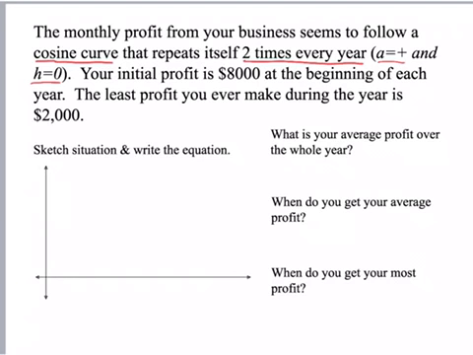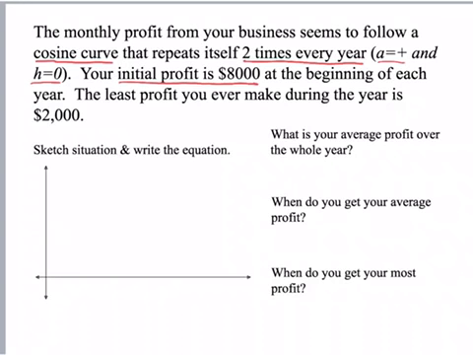Don't worry about h equals 0. We don't use h at this point, but I'm just saying it. Your initial profit is $8,000. So you start off with an $8,000 profit at the beginning of each year. So at the beginning of the year, you're at $8,000.